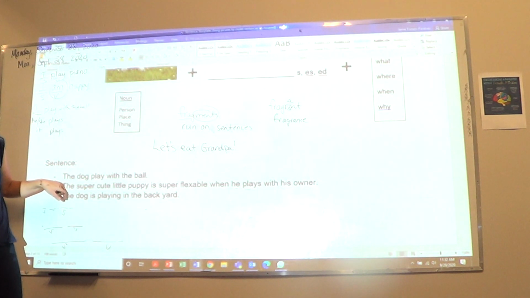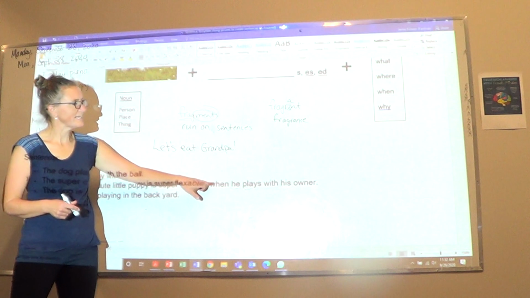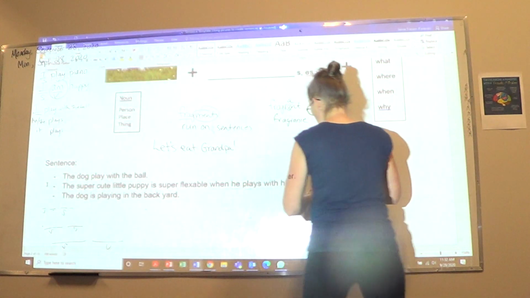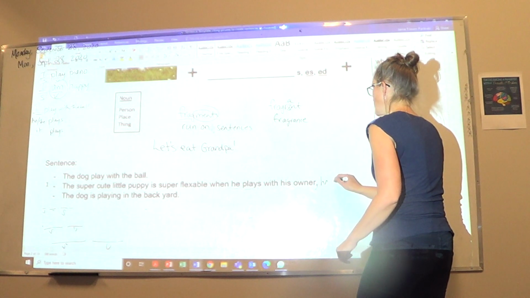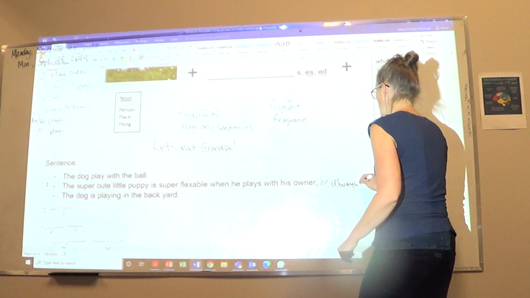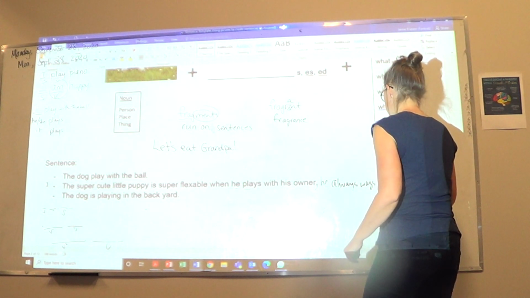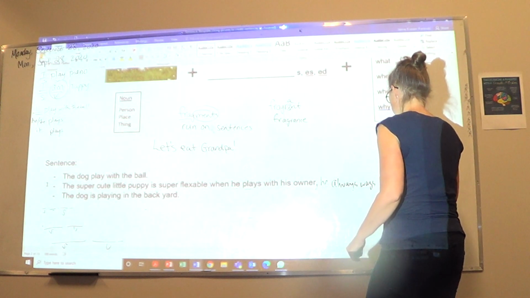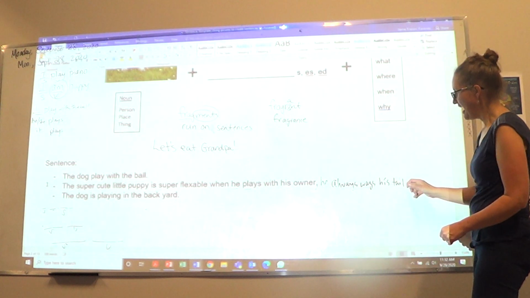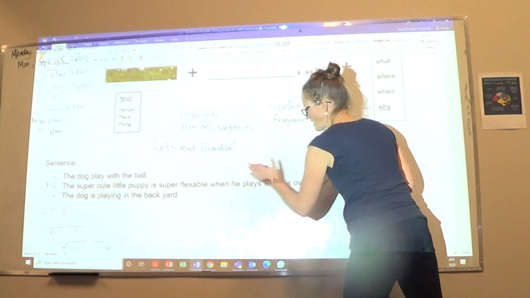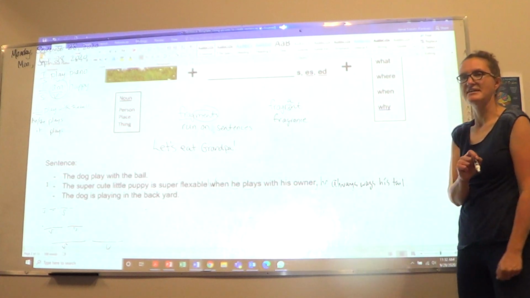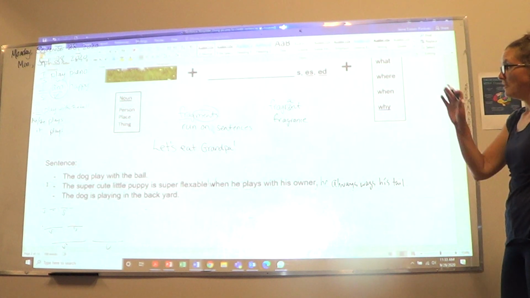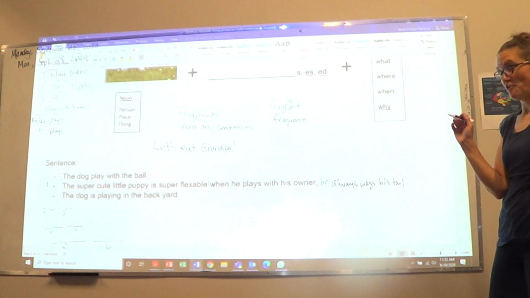So same thing here. The super cute little puppy is super cute. When he plays with his owner, comma, he always wags his tail. Okay? So now we have two complete ideas. Then we would need to make this into a capital. Does that make sense? So that is fragment, not fragrant, but fragment.